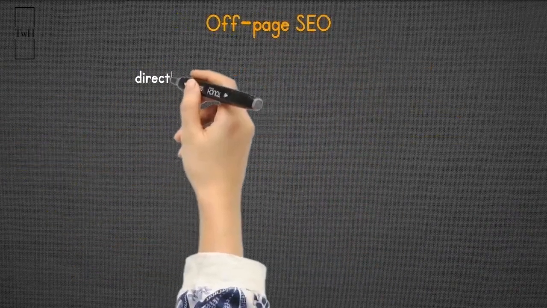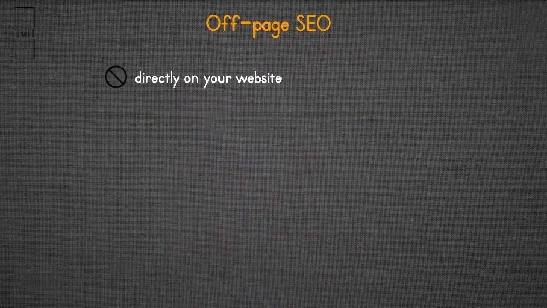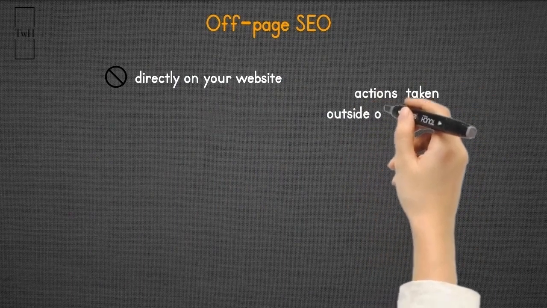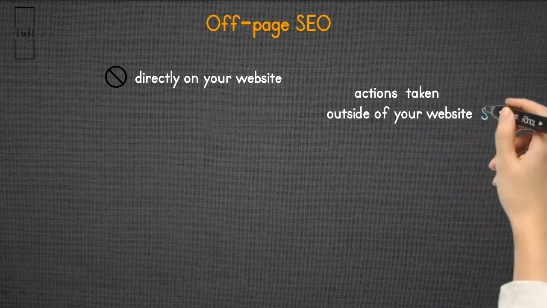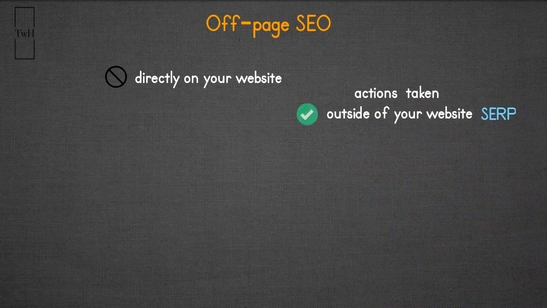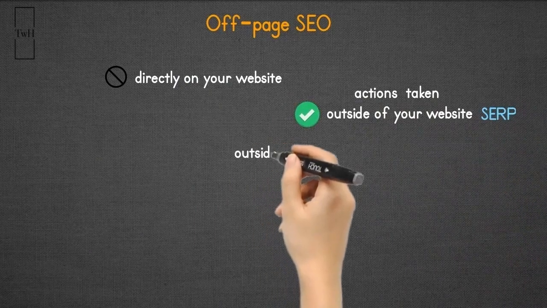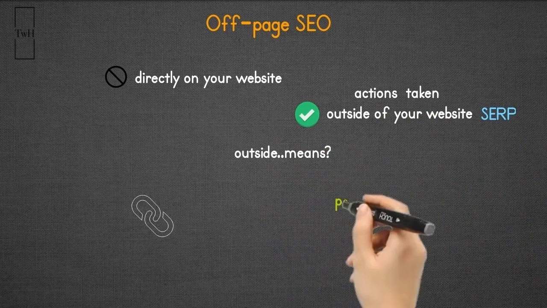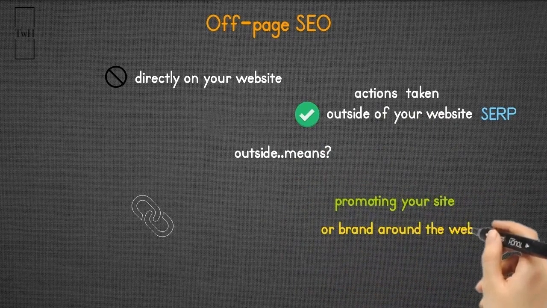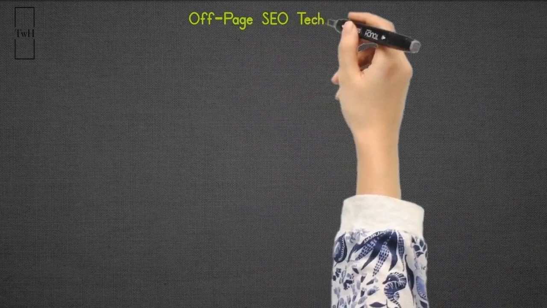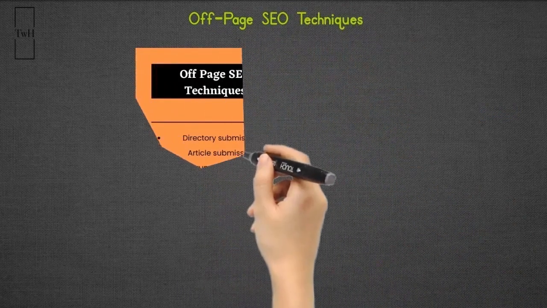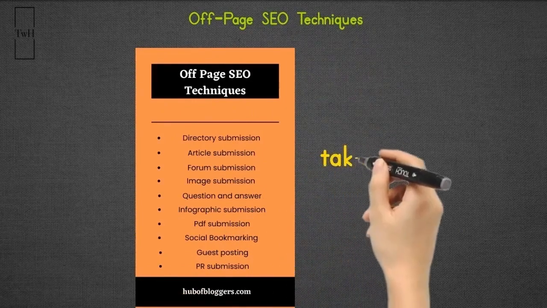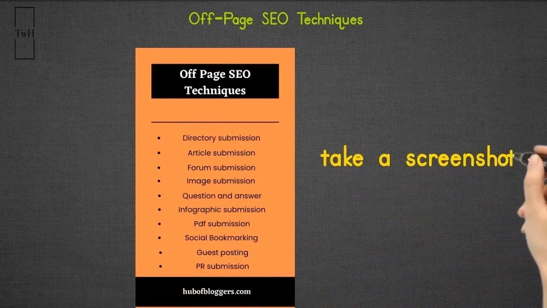Now, off-page SEO. Off-page SEO is about everything that doesn't happen directly on your website. It refers to actions taken outside of your website to impact your rankings within search engine results pages. Outside means off-page SEO is all about link building. It is the process of promoting your site or brand around the web. Here is the list of off-page SEO techniques, the ways to create backlinks for your website and increase your website's rank in search results. Take a screenshot to read later.